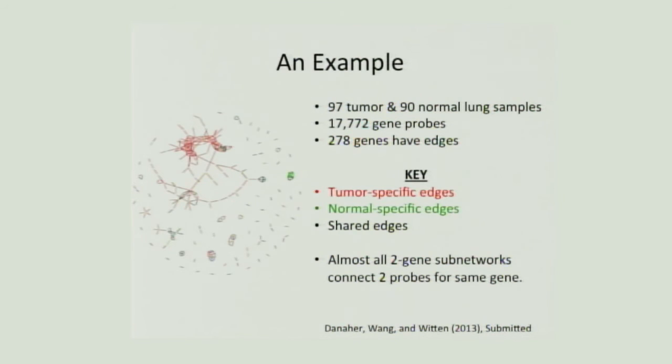So here's just an example to illustrate the type of thing that you could get. This is something that a grad student looked at, and this is a data set with 97 tumor and 90 normal lung samples. It's a microarray data set with 18,000 gene probes. And what I'm showing on the left here is the network estimate that you get.